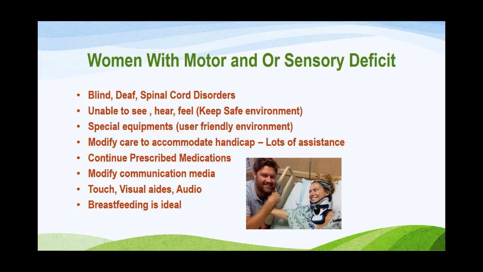We can use touch, visual aids, and audio. And for these people, breastfeeding really is ideal. I know we talk about breastfeeding being ideal for other people as well, and it is. But the people who have motor and sensory deficits, blind and deaf people, breastfeeding really is ideal because it's there, right? It's there, and it's in the right amount, and it's the right temperature, and they don't have to go through the process of making bottles, measuring out formula. So really breastfeeding, if we can promote that and help them to be successful at it before they go home, it really, really makes their life a lot easier.